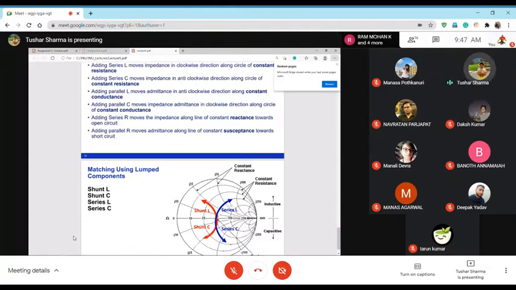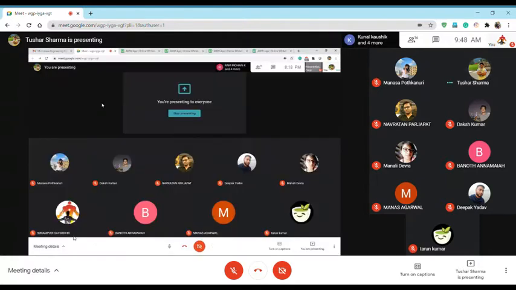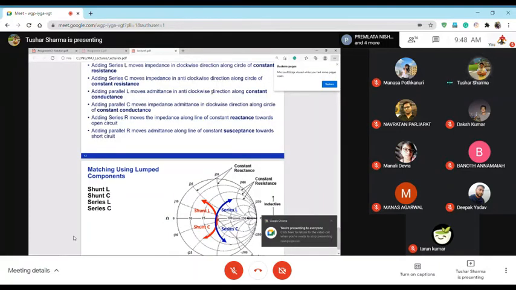Now what happens when we have a series C? When you are adding series C, the impedance is 1 over j omega C, right? 1 over 2 pi fC is your XC. So it's a negative reactance, and negative is on the bottom part. So it means it is capacitive, so you will use a capacitor.